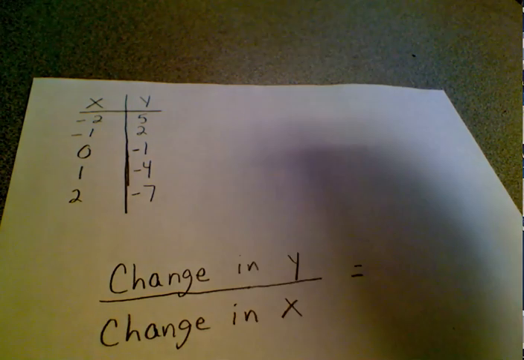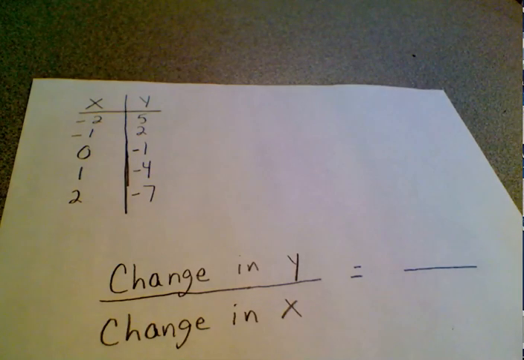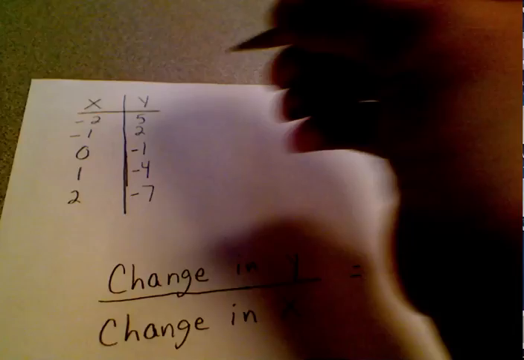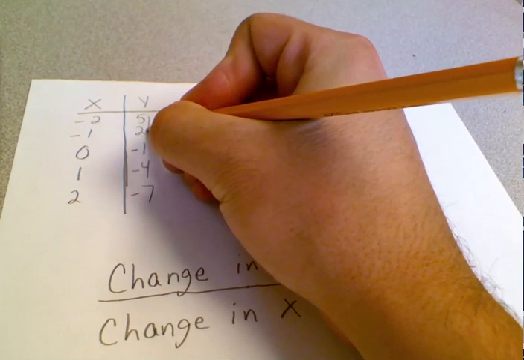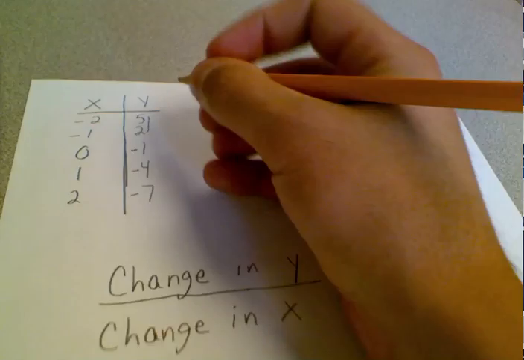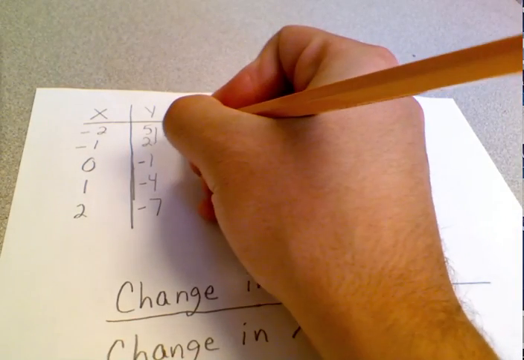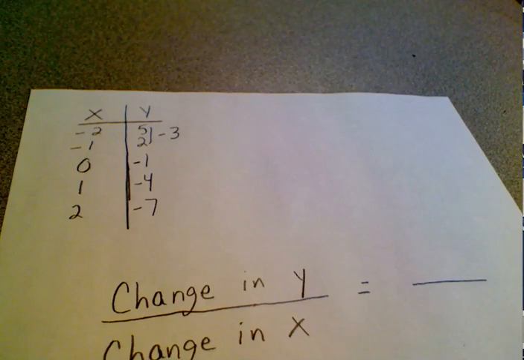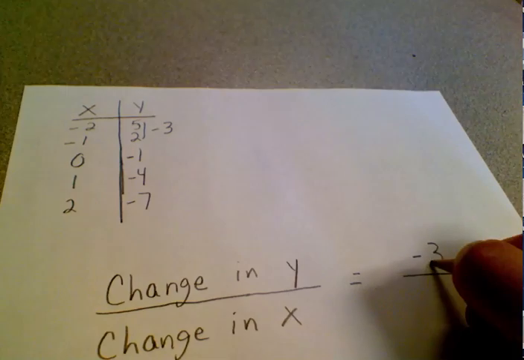All right, moving on here. I'm going to first find my change in y. Again, I'll just start at the top and analyze how I'm changing from 5 to 2. Well, I see that I'm changing from 5 to 2, I'm decreasing by 3, okay? Decreasing by 3. So my change in y is -3.